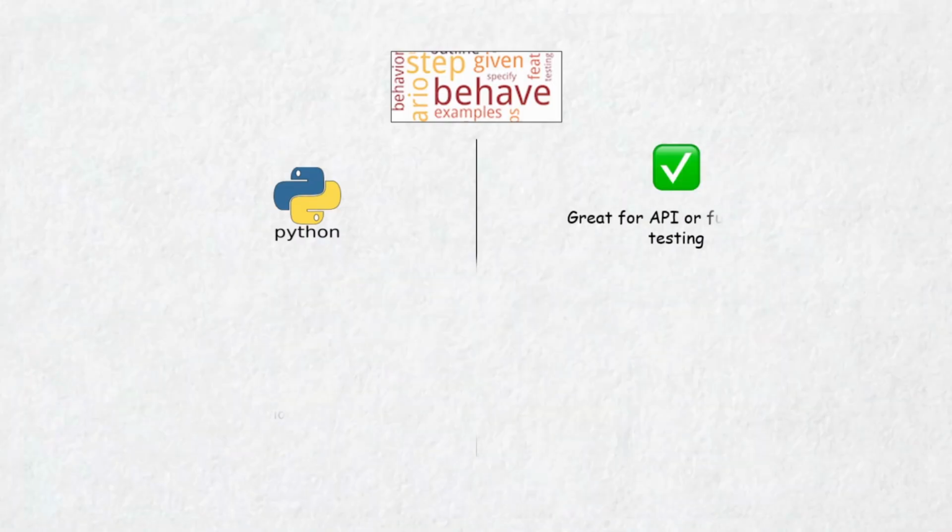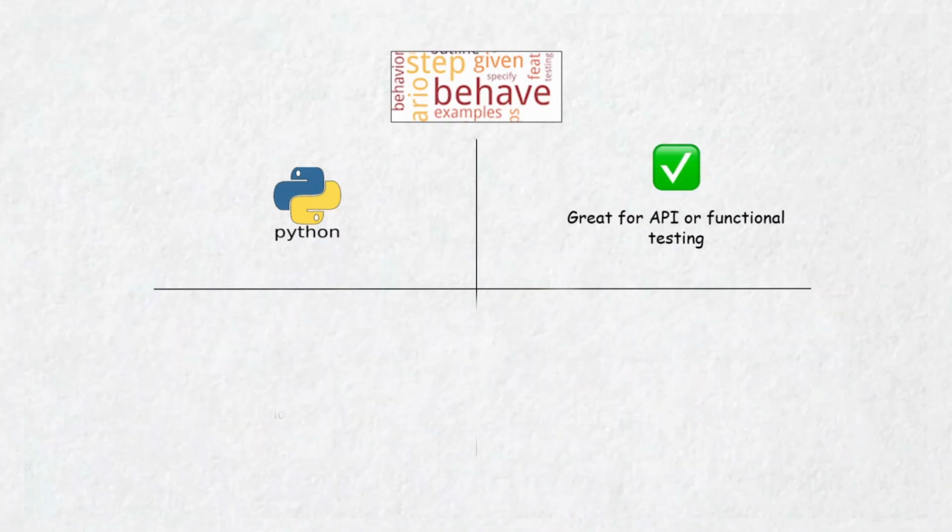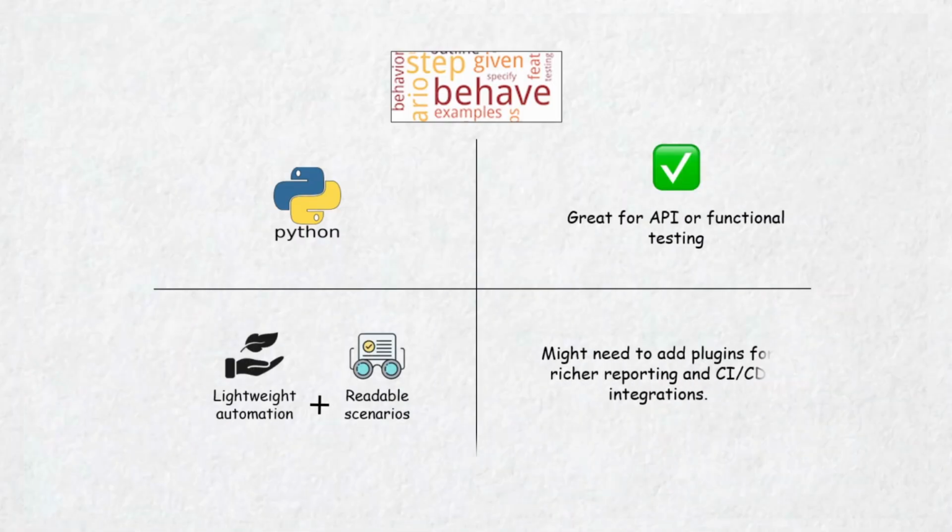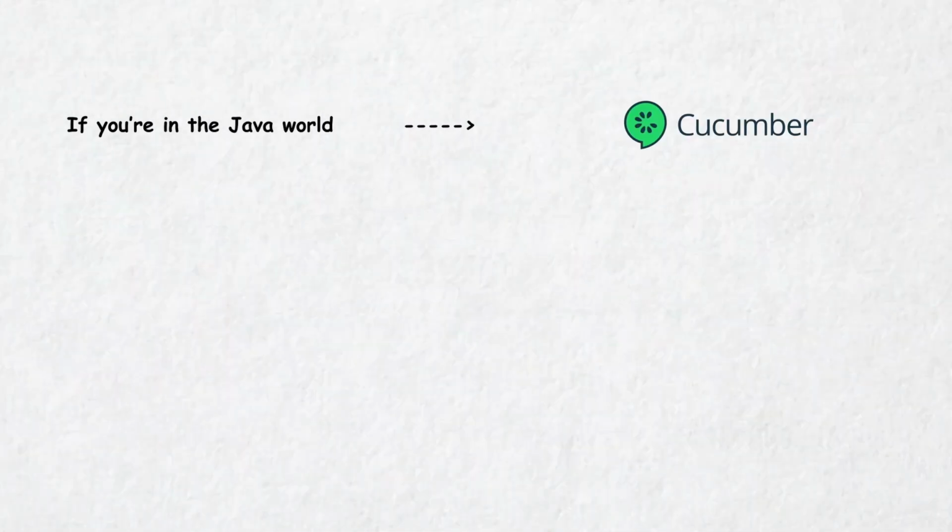Behave keeps things clean for Python projects. It's the most common BDD tool in Python, great for API or functional testing. Whether you want lightweight automation with readable scenarios, just be aware you might need to add plugins for richer reporting and CI/CD integrations. In short, if you are in a Java world, go with Cucumber.